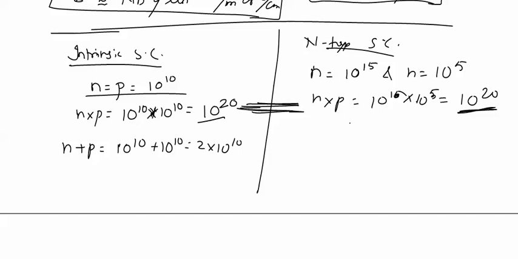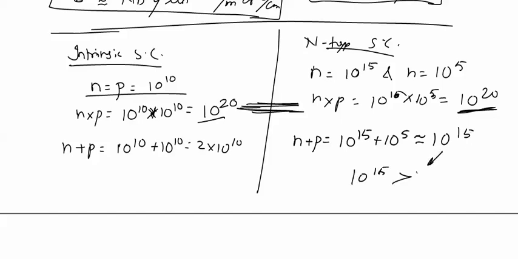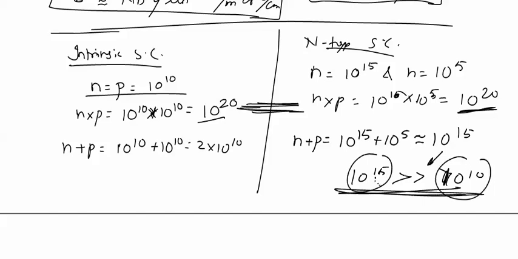Now if we add the total number of charge carriers, then n plus p equal to 10 raised to power 15 plus 10 raised to power 5 is nearly equal to 10 raised to power 15, which is very much greater than 10 raised to power 10, as this much difference is there in the total charge carrier concentration in extrinsic semiconductor and intrinsic semiconductor. So I can conclude that the total number of charge carriers in extrinsic semiconductor, n-type or p-type, is far greater than the total number of charge carriers in intrinsic semiconductor.